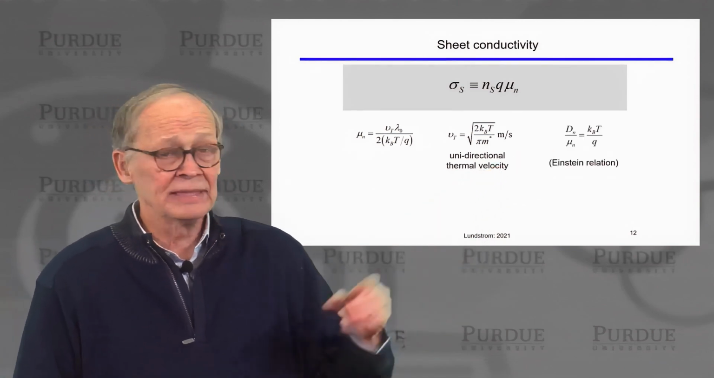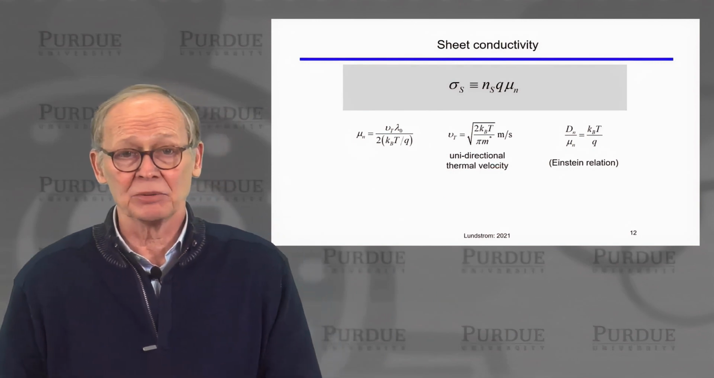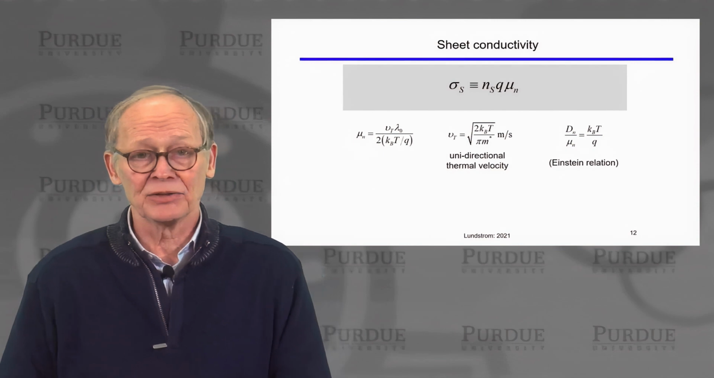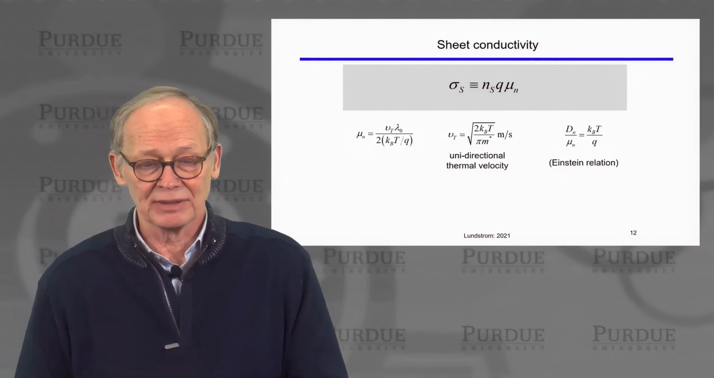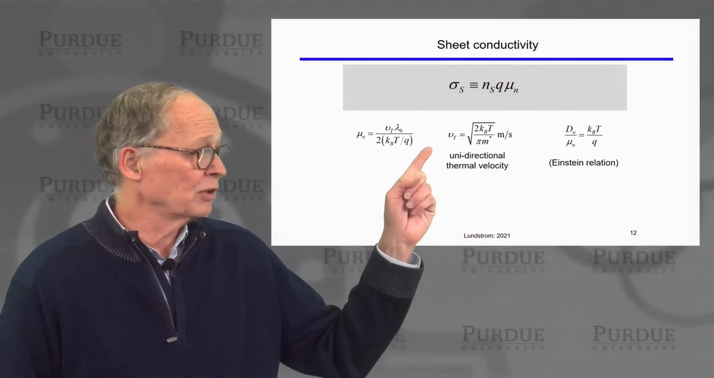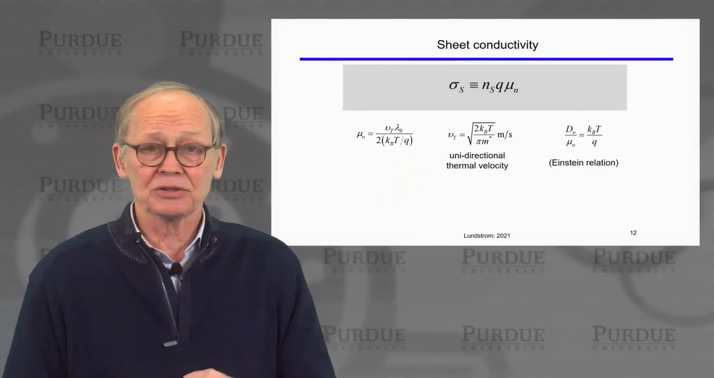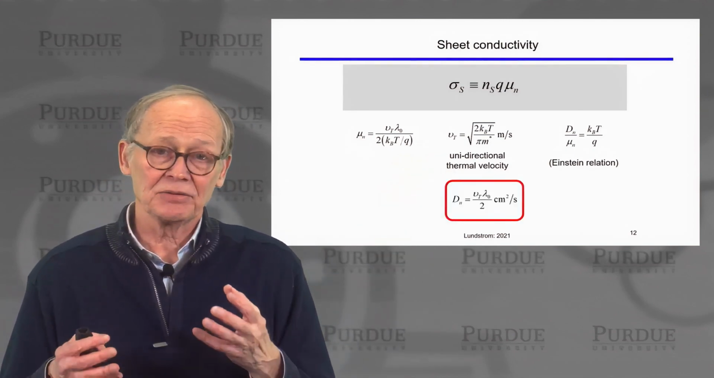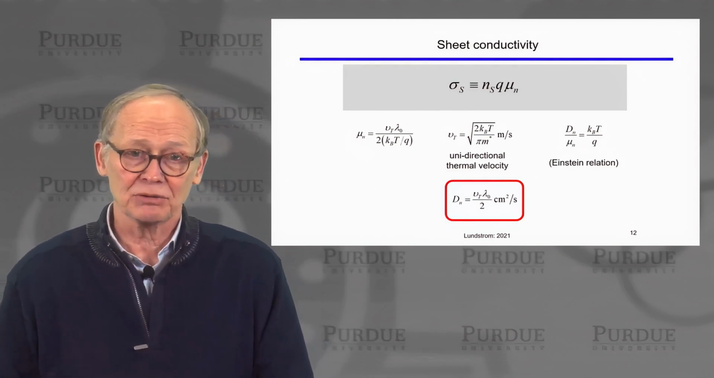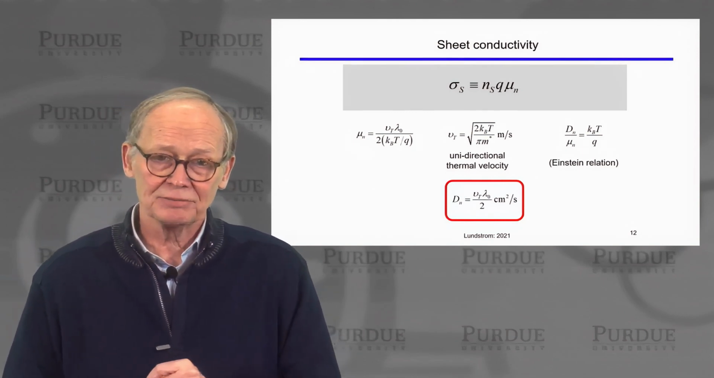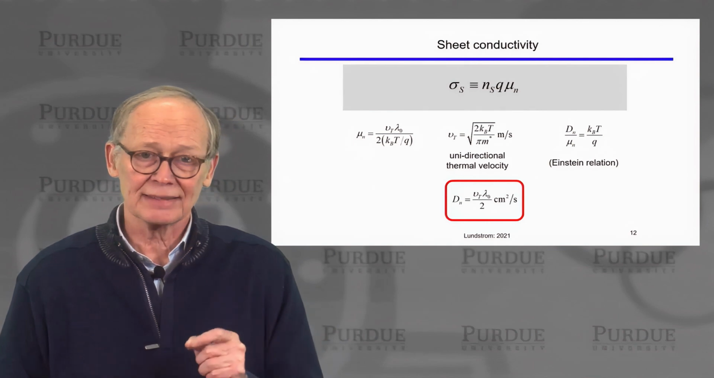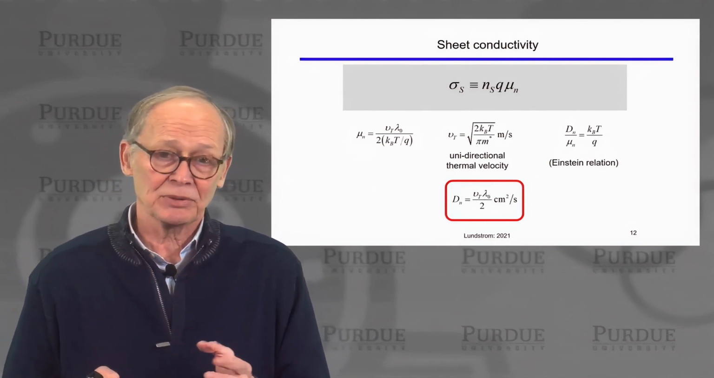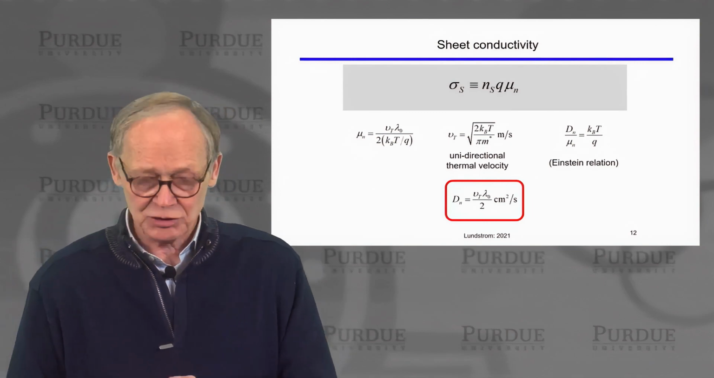Now we also know, since we're assuming that we're near equilibrium, small voltage applied, that D over mu is kT over q. That's the Einstein relation. So we have the mobility, we can deduce the diffusion coefficient, and that argument will give us a very simple expression for the diffusion coefficient. Thermal velocity, unidirectional thermal velocity, times mean free path divided by 2. So we have a simple expression for the diffusion coefficient.